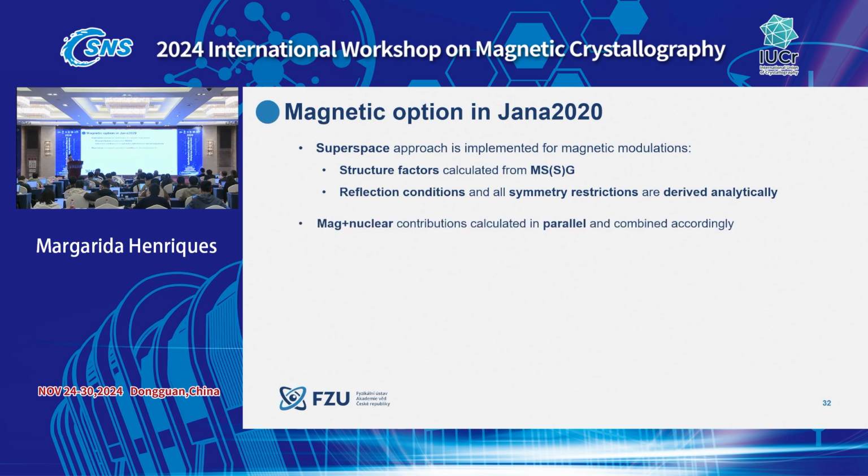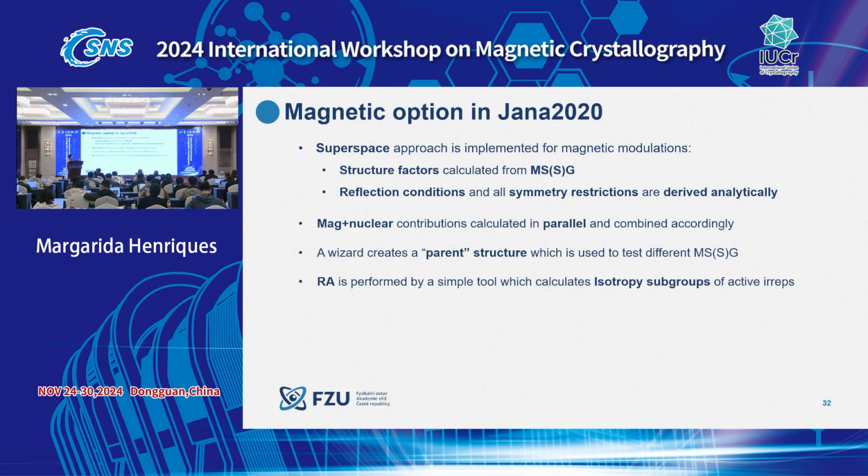As I said, the nuclear and magnetic contributions are usually not separated in Jana, they are used together. We first create a representation, what we call a parent structure, in which you have your crystal structure information and the magnetic propagation vector input. Then we perform a representation analysis, calculating the isotropy subgroups of the possible active reps in your structure.